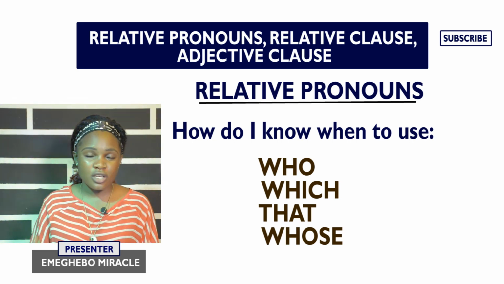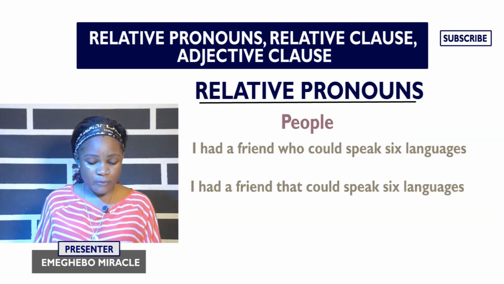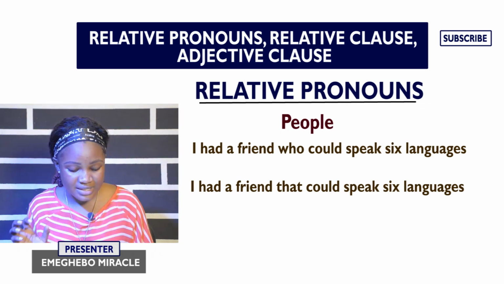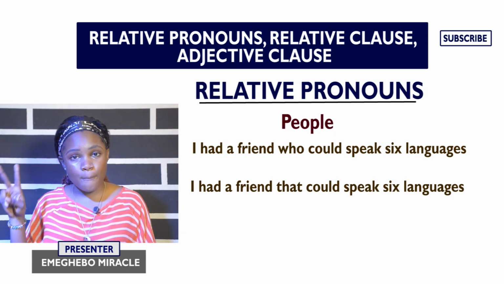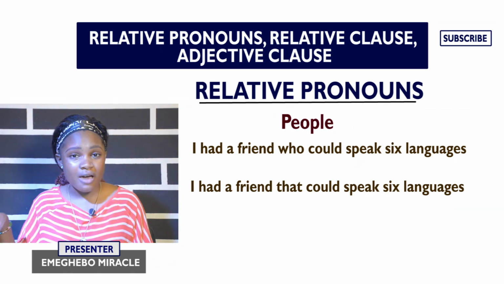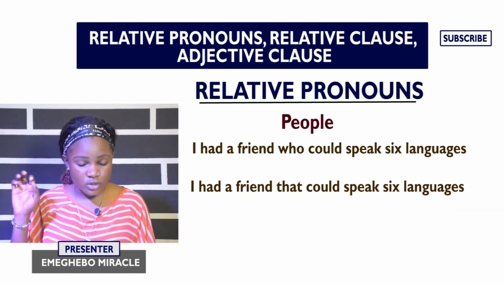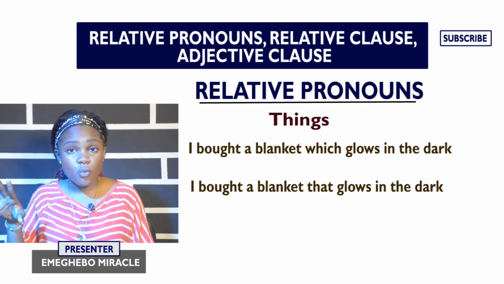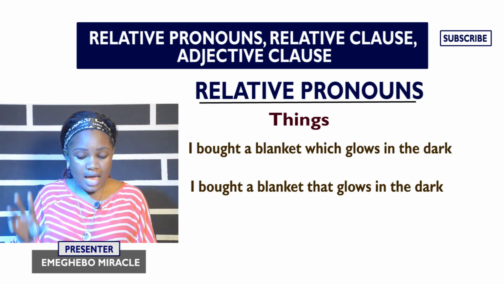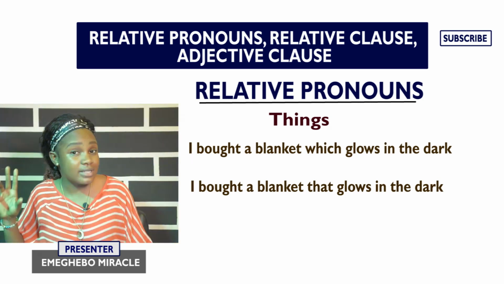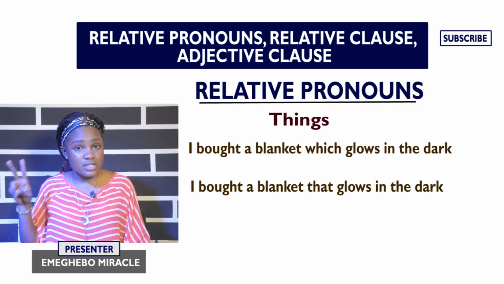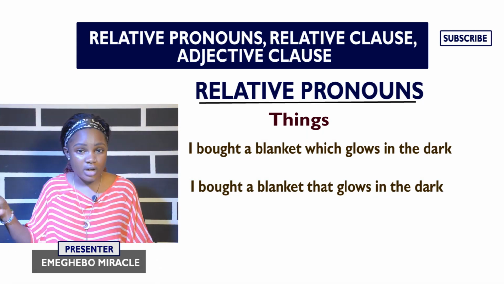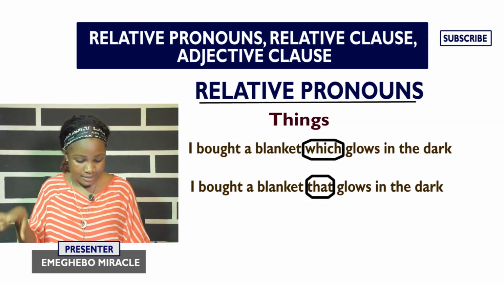So let's make a sentence. I want to make a sentence about people. I have a friend who could speak 6 languages. I have a friend that could speak 6 languages. These two are the same sentence, but they have 2 different relative pronouns, who and that. For things, I bought a blanket which glows in the dark. I bought a blanket that glows in the dark. It's the same sentence with two relative pronouns, which and that.